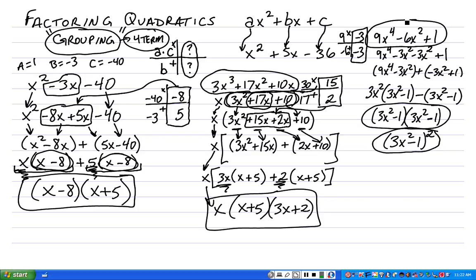So we've talked about grouping, and we talked about FOIL in reverse. It's just a matter of personal preference. So take the time to try to work on these, as well as using FOIL in reverse, and hopefully gain a better understanding of both, and when it's appropriate to apply one over the other based on the type of problem that's presented to you.